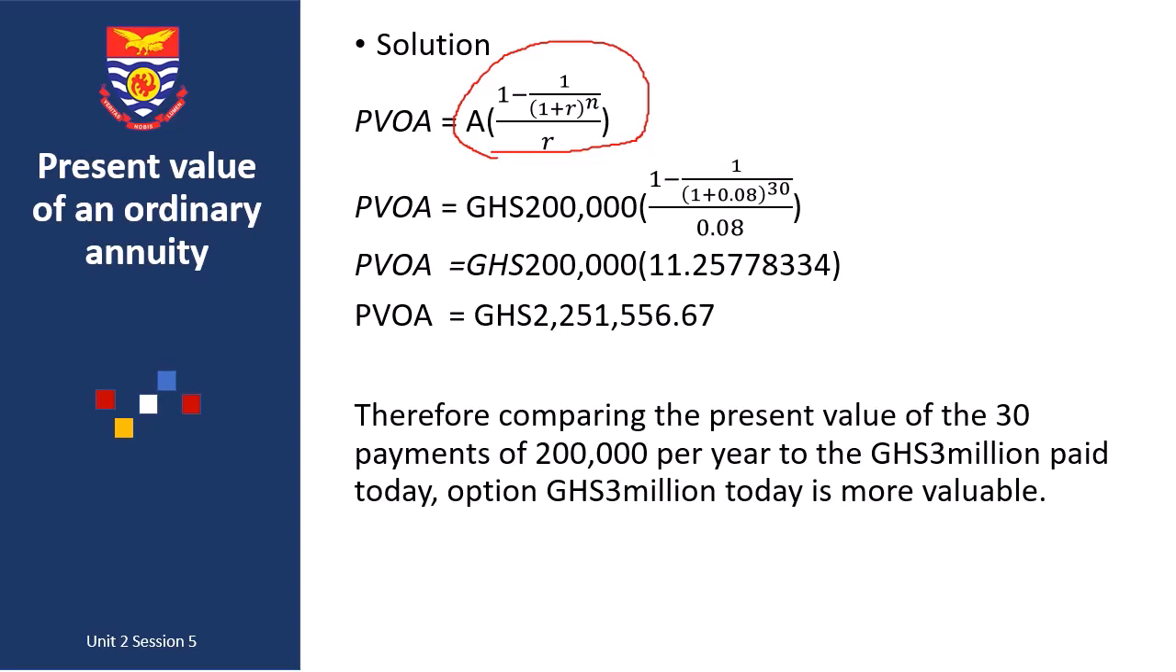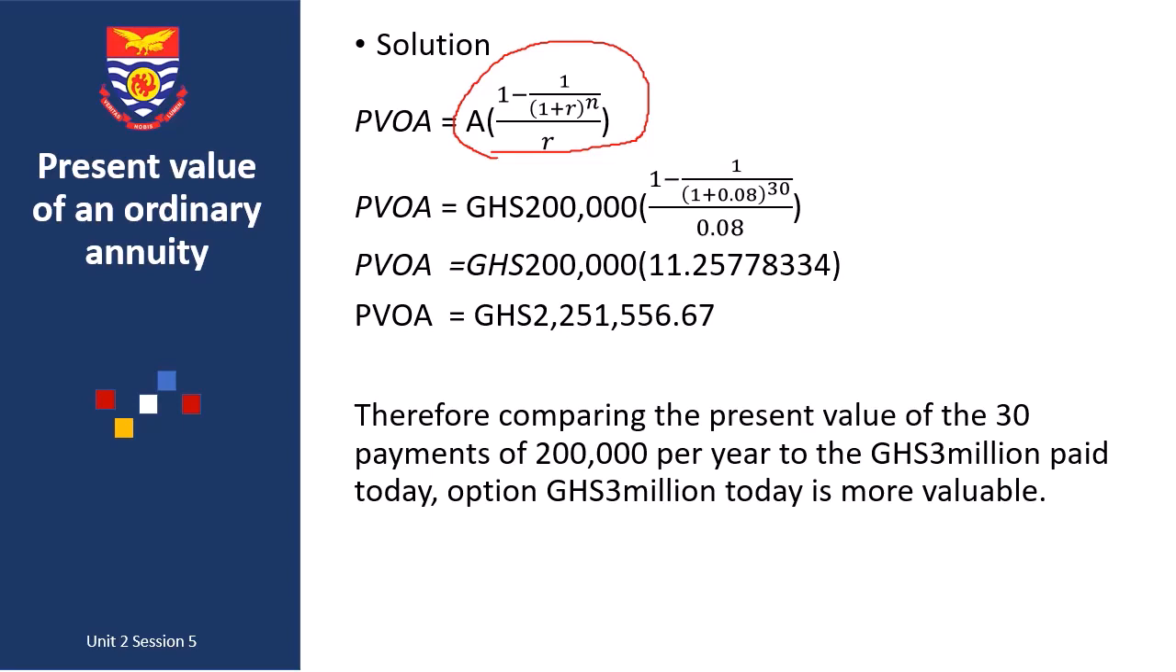So we are going to get the present value of ordinary annuity to be 2,251,556 Ghana cedis, 67 pesewas. So now this is the present value of the 30 payments occurring at 200,000 each year.